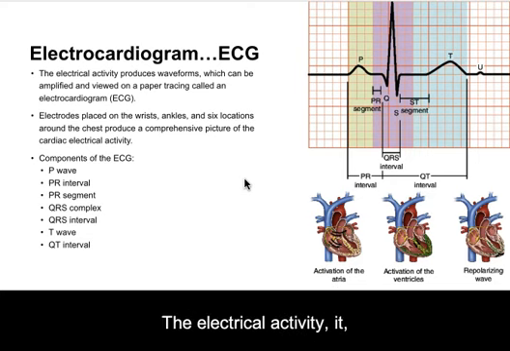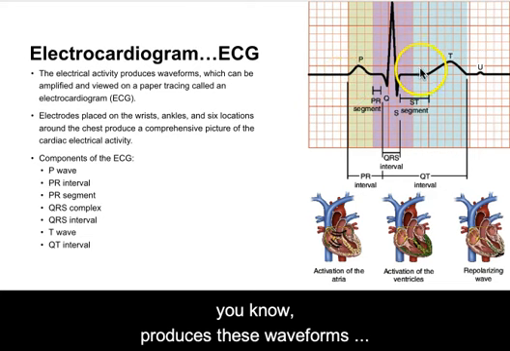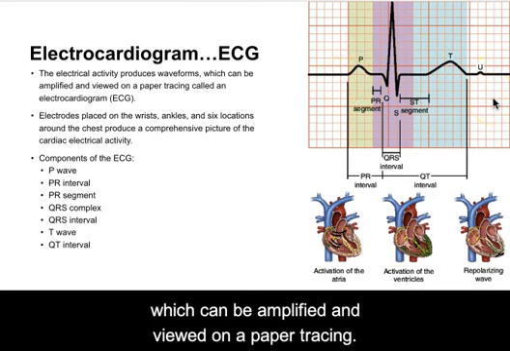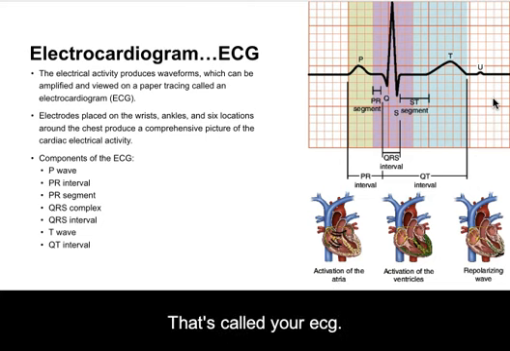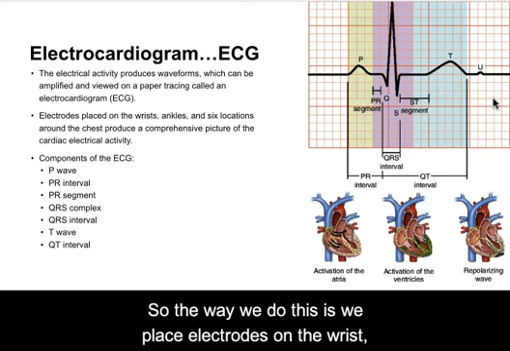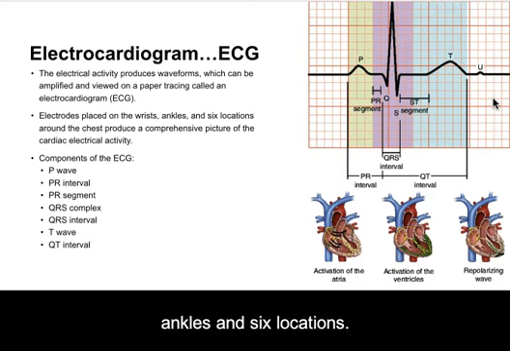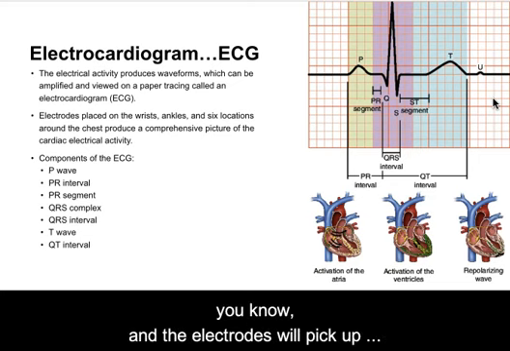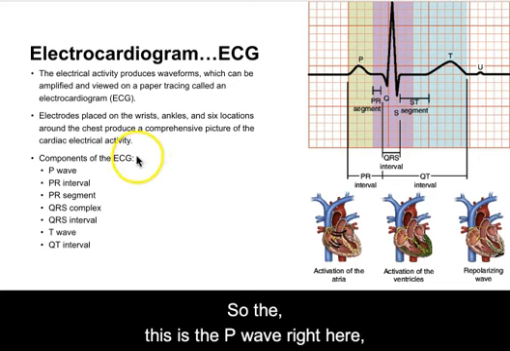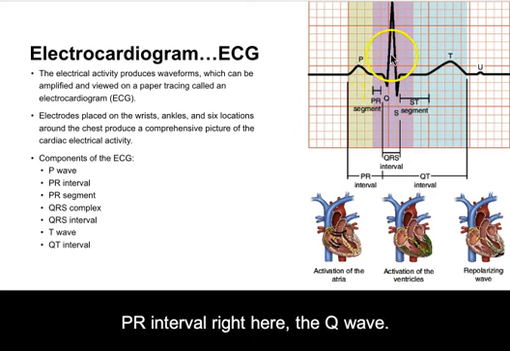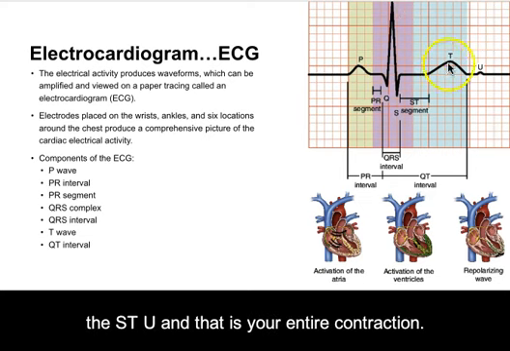The electrical activity produces these waveforms, which can be amplified and viewed on a paper tracing. That's called your ECG. The way we do this is we place electrodes on the wrists, ankles, and 6 locations. There are different types of EKGs, and the electrodes will pick up on the contraction. So this is the P wave right here, PR interval right here, the Q wave, then you have the STU, and that is your entire contraction.